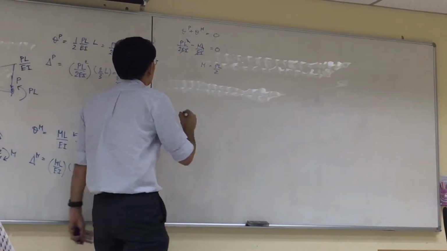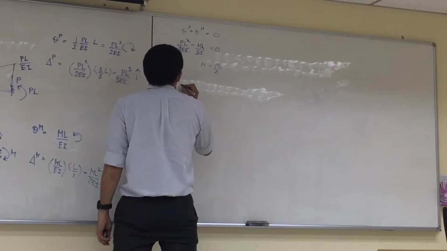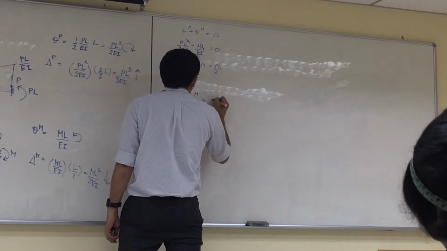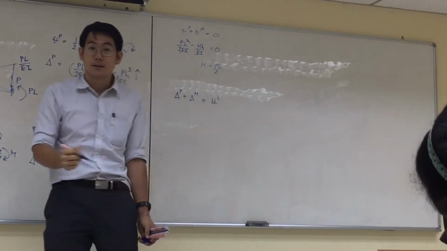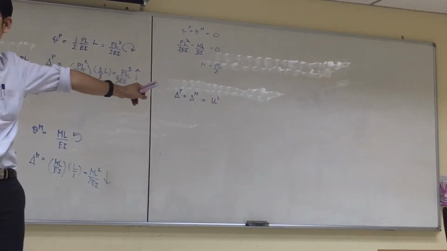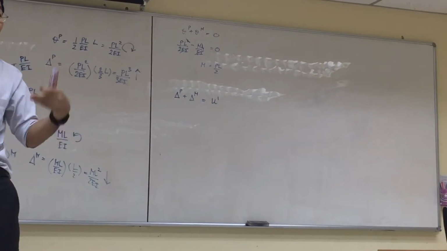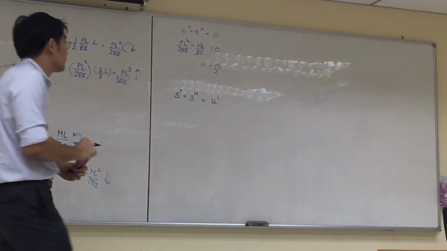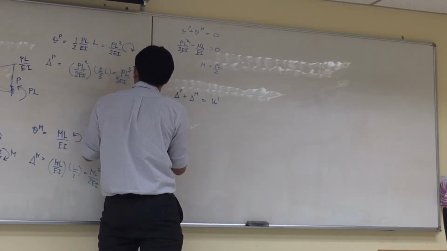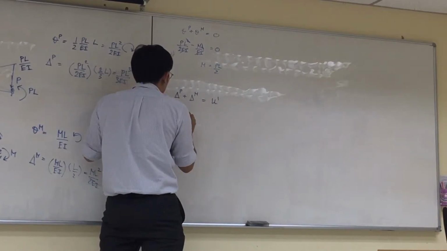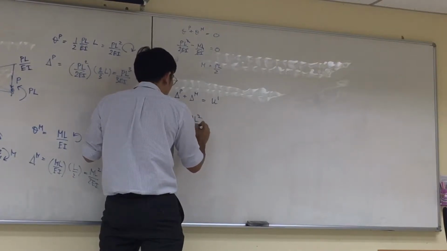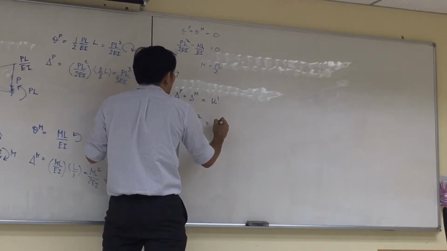Next, delta P plus delta M is equal to U1. Okay? Delta P, let's say, if you incorporate the sign, the delta M is going downward, minus, and then that should be equal to U1. So delta P is PL cubed over 3EI minus ML squared over 2EI equals to U1.